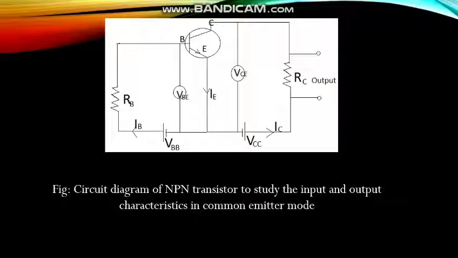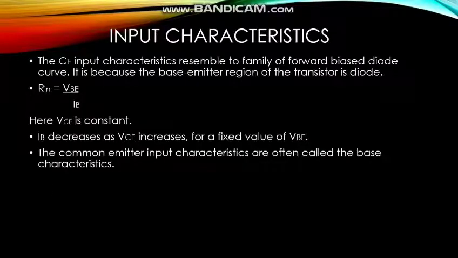Now what else is here? There is VBE, which is input voltage, and there is VCE, which is output voltage, because it is on the output side, and this is on the input side. And there is IB, which is input current, and this is IC, which is output current. And if we need to come to the circuit diagram again, we'll come to it. So now let's check the input characteristics.